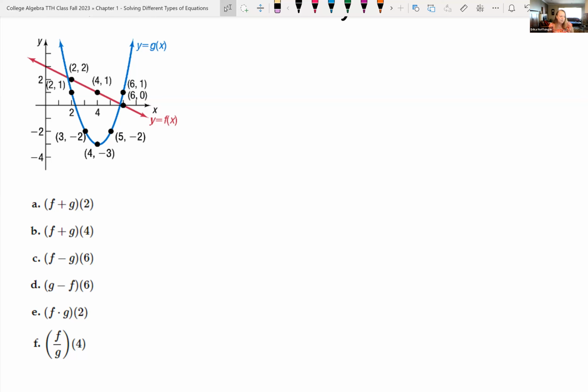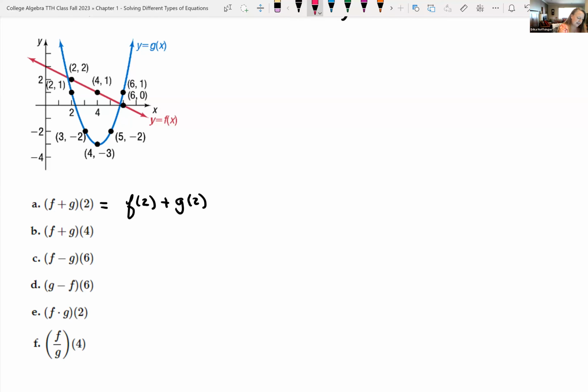So last example, we're given 2 graphs. We're given f of x, and we're given the graph of g of x. So looking at this picture, the graph of f of x is the line. It's red in this picture. And the graph of g of x in this picture is blue, which is the parabola. We want to find out what is f plus g of 2. So what this is saying is we want to look at what is f of 2 plus what is g of 2.